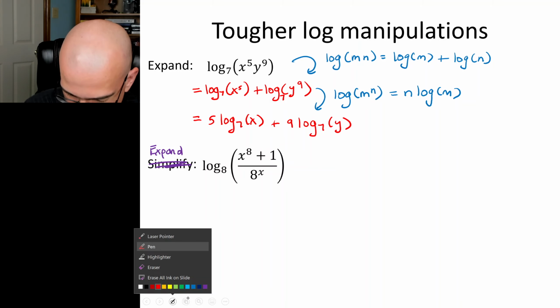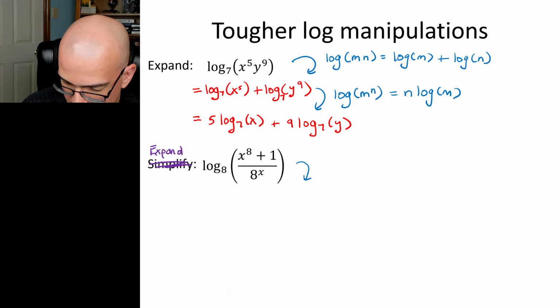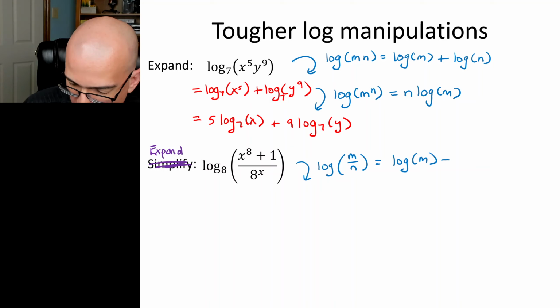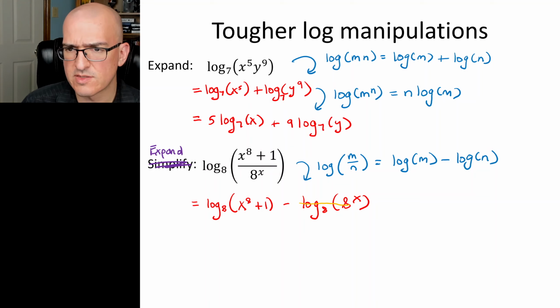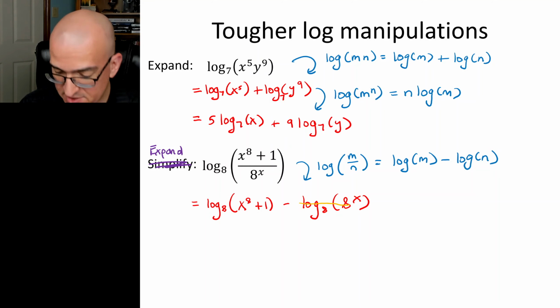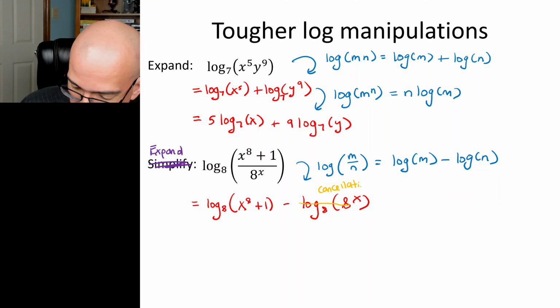Okay, so the first rule I'm going to use here is the rule that says if you have the log of a top thing over a bottom thing, m over n, you can split that up as the log of the top minus the log of the bottom. So this becomes log base 8 of x to the 8 plus 1 minus log base 8 of 8 to the x. I'm going to use the cancellation law. I'm getting tired of bringing the x down and then saying that log base 8 of 8 is equal to 1. We can do that, but the cancellation law really shouldn't be ignored. And whenever you can use it, you should use it. Why didn't I use the cancellation law on this piece?